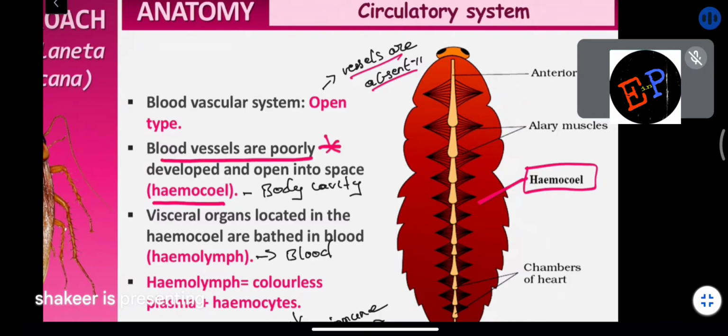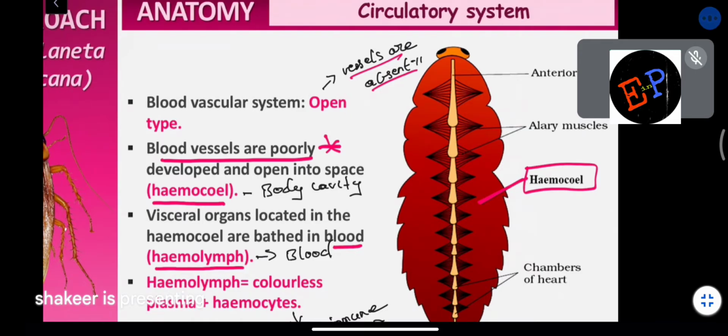So visceral organs. What is meant by visceral organs? The sensitive parts, heart, kidneys, lungs, all of them you can call visceral organs. So visceral organs located in the hemocoel are bathed in blood. And what is the name of the blood? Blood is called hemolymph. You should not be confused here. Hemocoel means the open spaces into which blood is thrown, and the name of this blood is hemolymph. In these open regions, visceral organs are present, taking a bath in the blood.